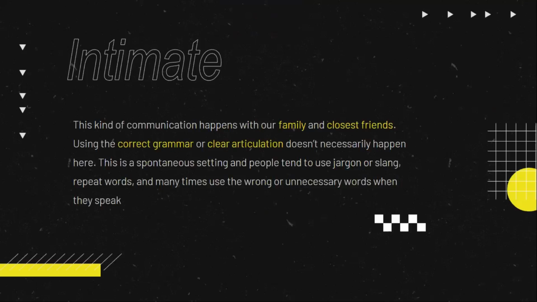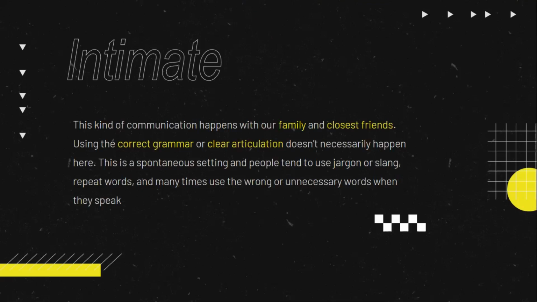Using the correct grammar or clear articulation doesn't necessarily happen here. This is a spontaneous setting and people tend to use jargon or slang, repeat words, and many times use wrong or unnecessary words when they speak. Okay, that's why it's intimate. You use this speech style with people you are very close with, like your family and your closest friends, or maybe your siblings. It depends on the relationship that you have with the person.